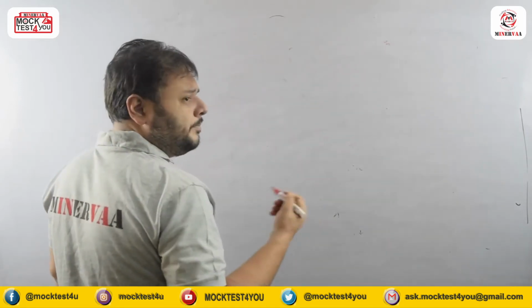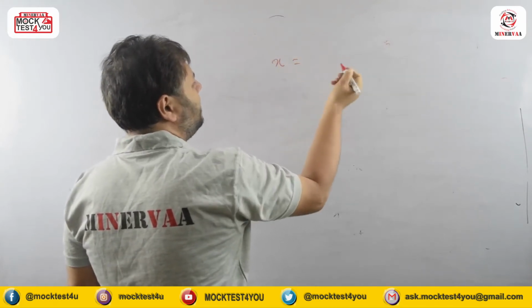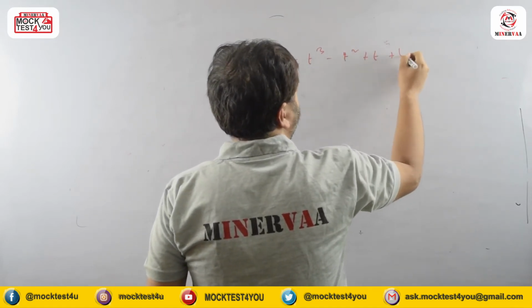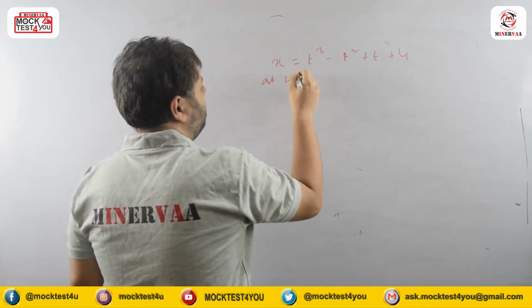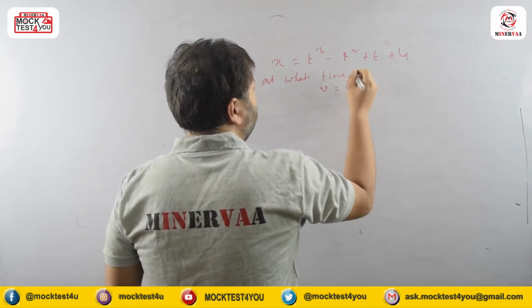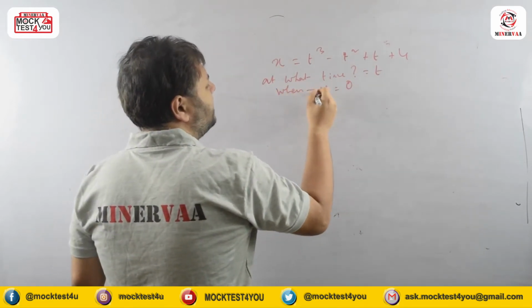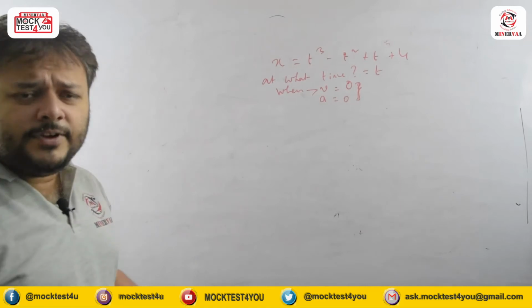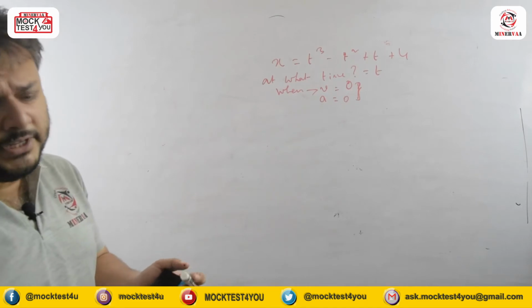Now suppose a very simple problem to start with. Let the particle's displacement x be given as a function: t cube minus t square plus t plus 4. And you are asked at what time its velocity will be 0, and when its acceleration will be 0. So two different questions we have: when velocity will be 0 from this equation, and when acceleration will be 0 from this equation.